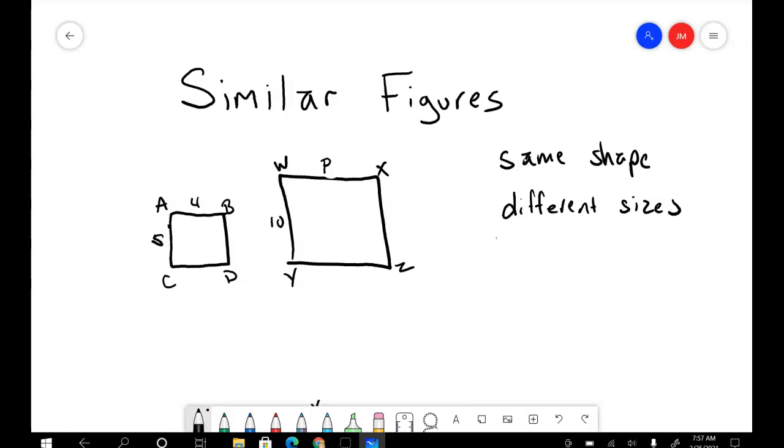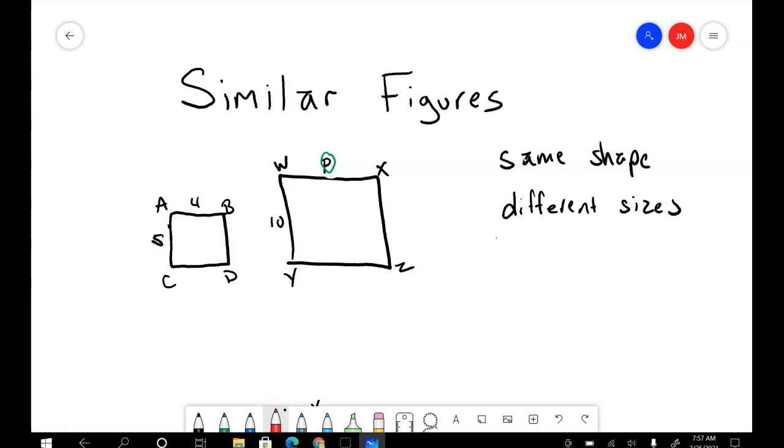So in this case, we're going to look at different missing sides. Actually, we wouldn't need proportions to solve for angles, but we would for sides. So we're going to use this to solve for the missing side up here, which is P. So we're going to set up a proportion. In my proportion, I need to make sure that corresponding sides go together.